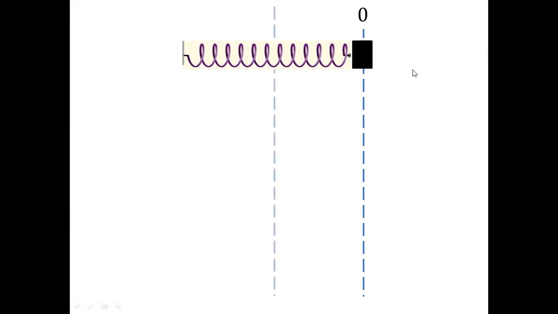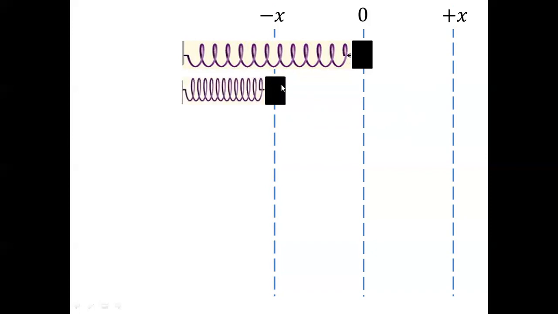Next is to identify this point, which will be the negative maximum displacement, as well as this one, and it will be the positive maximum displacement. Next step is to compress the spring by displacing this object to the left. Since we are assuming that this object will undergo simple harmonic motion, we'll then look at the force exerted by the spring onto this object.